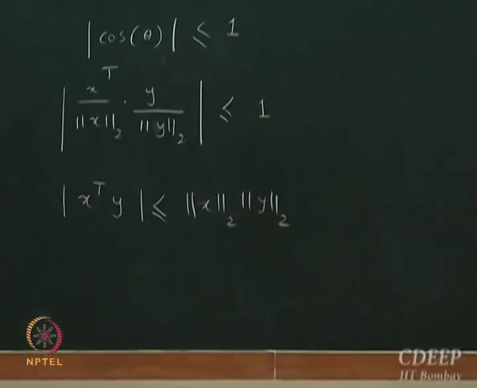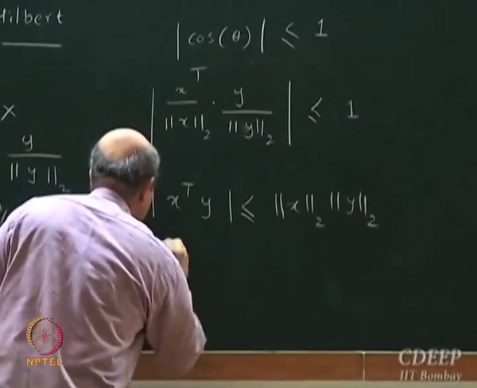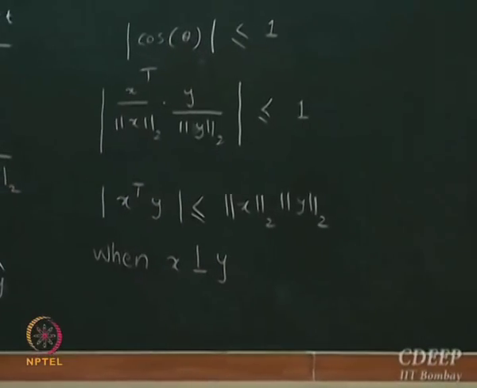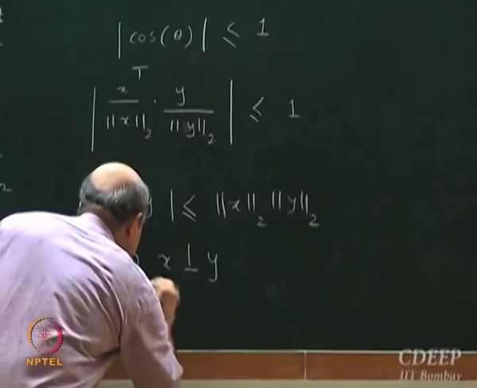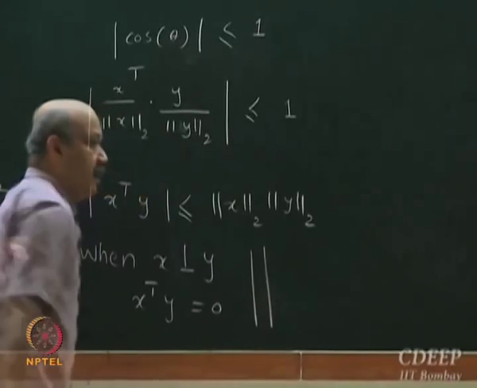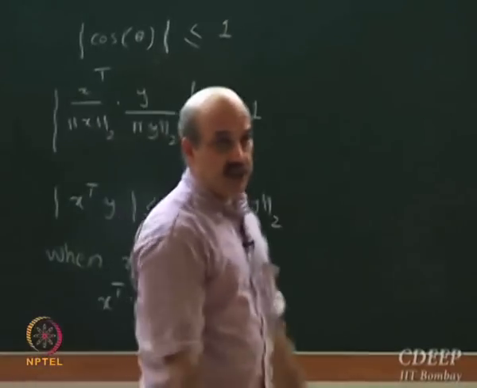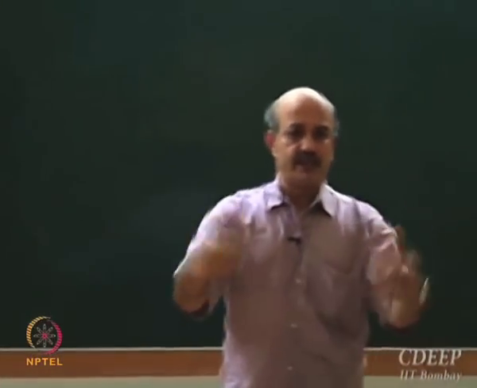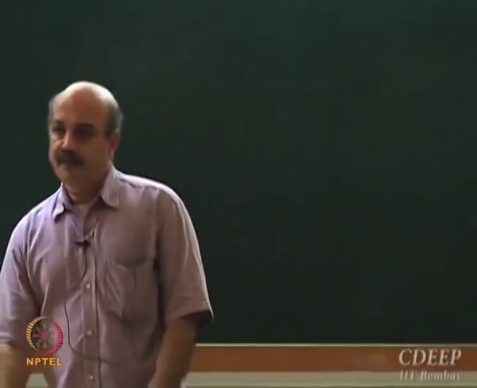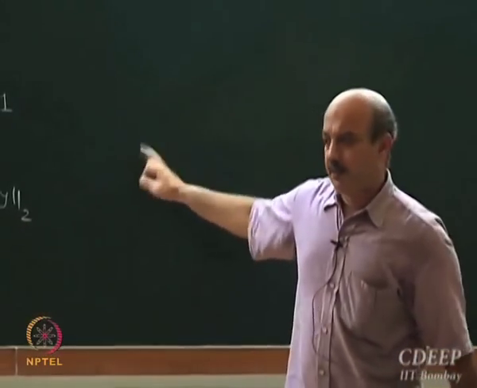And then the important property that we said we want to have is orthogonality. So when x is perpendicular to y, x transpose y is equal to 0. This was very, very important for us. We extensively used orthogonality. We use orthogonal bases. For example, the most well-known orthogonal basis is i, j, k, unit vectors perpendicular along the coordinate directions. So orthogonality is a very, very important property. We want it.